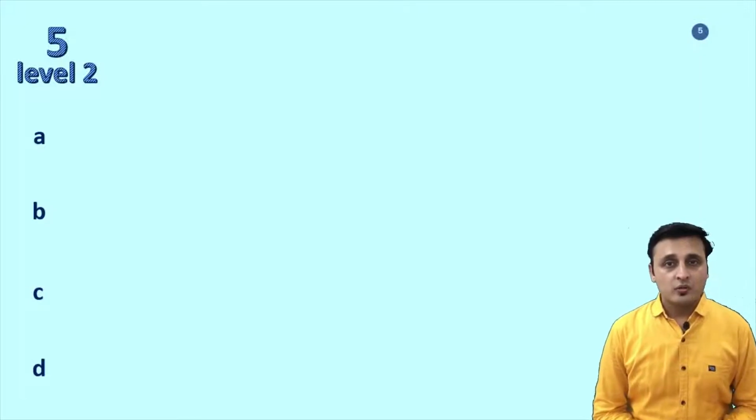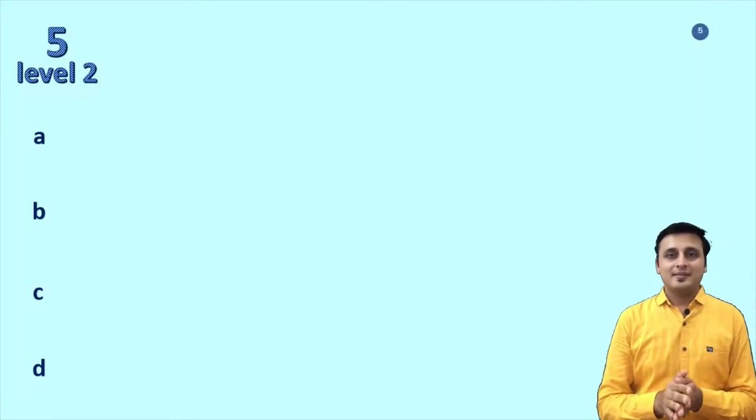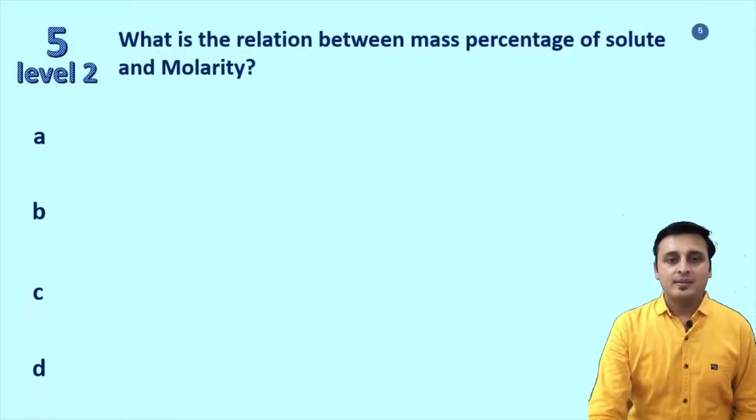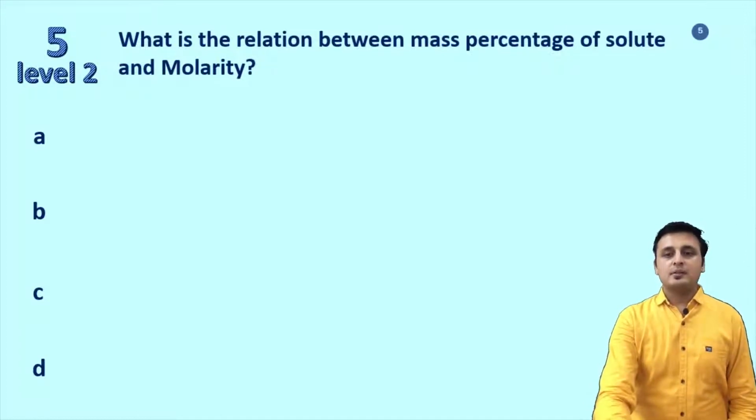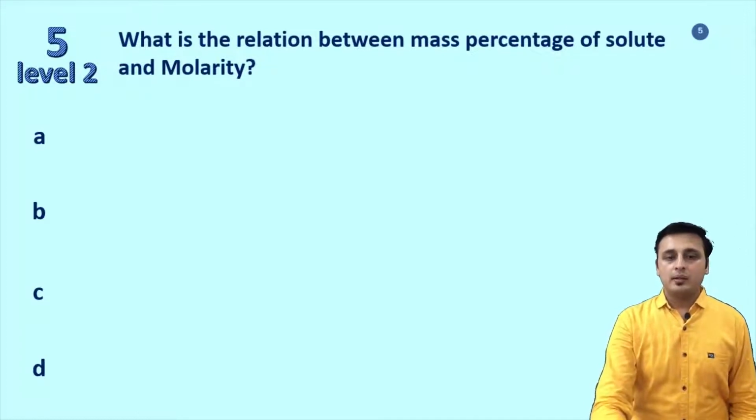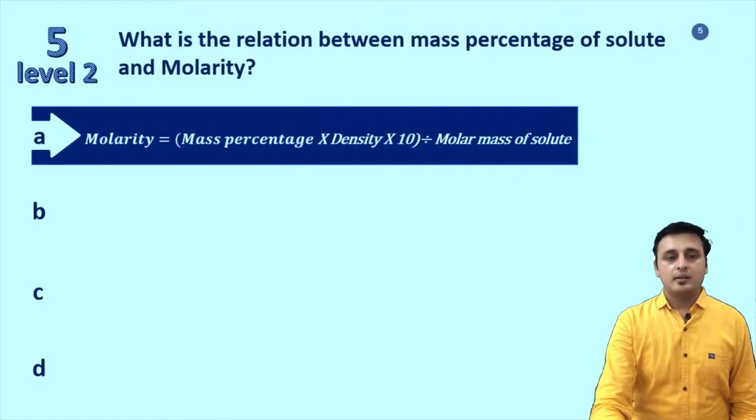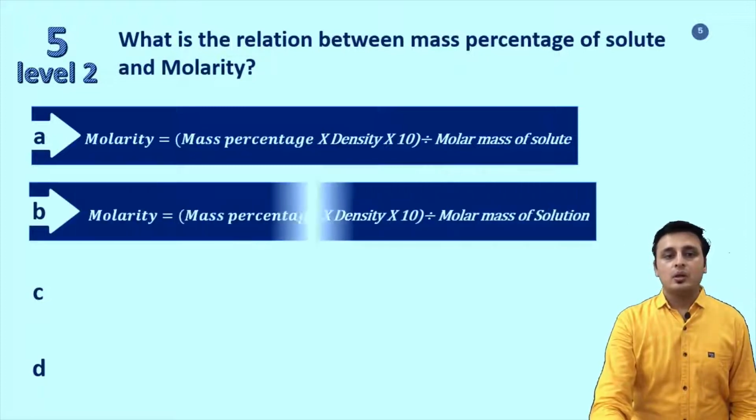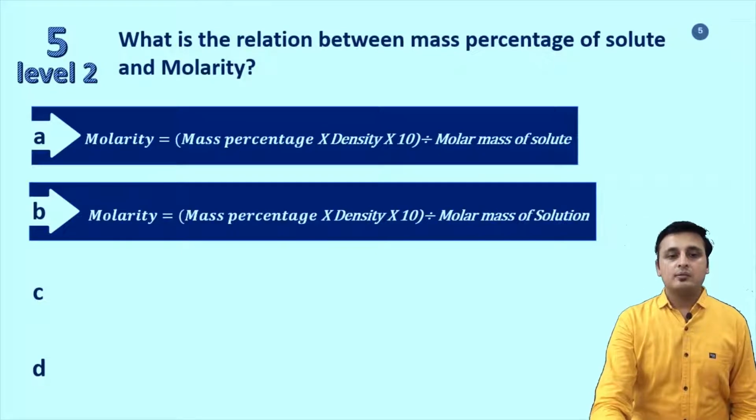Now presenting question 5, level 2, and the question is: what is the relation between mass percentage of solute and molarity? Options are: A, molarity is equal to mass percentage into density into 10 and the whole divided by molar mass of solute. Option B, molarity is equal to mass percentage into density into 10 and the whole is divided by molar mass of solution.